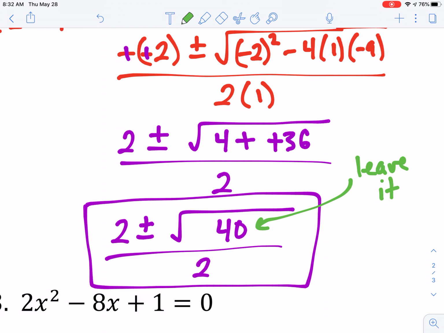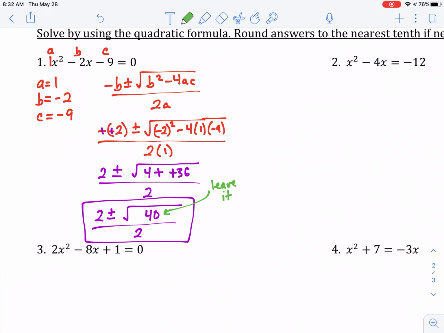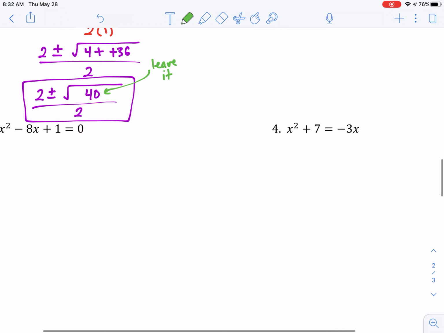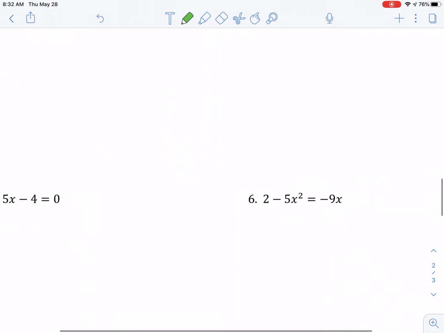In the previous examples, we got numbers like square root of 16, which you could simplify, so you would keep going. But in this one, you just leave it, and that's your answer. Okay? Let's do one more together. Let's try this one, number 6 at the bottom here.